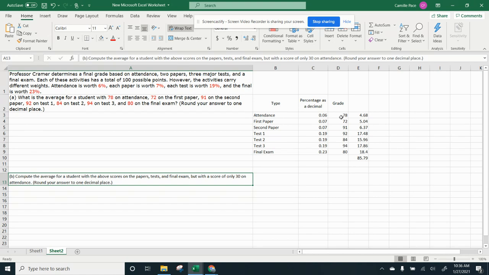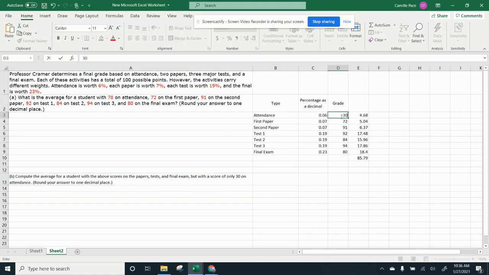So I'm going to go here, and look what's going to happen. I'm going to do 30. So it changes my entire grade. As you can see, that 30 dropped them down. Because I used Excel, everything else stayed the same except that 30 changed. Remember, this student had a 78, so I get an 85.8. But because this student got a 30, you can see it dropped them down to an 82.9. That's how you do these weighted averages.